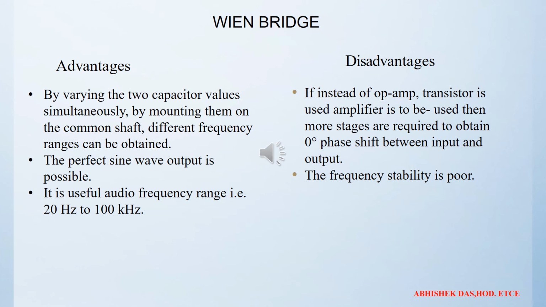The main disadvantage of the Wien bridge is that the frequency stability is very poor. If instead of an op-amp a transistor amplifier is used, then more stages are required to obtain 0 degree phase shift between input and output. These are the main disadvantages of the Wien bridge.